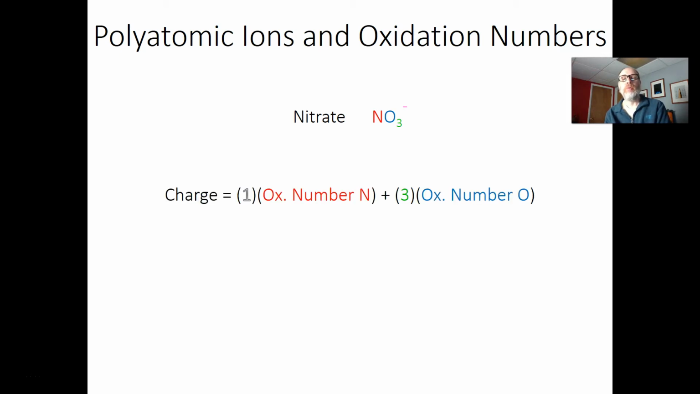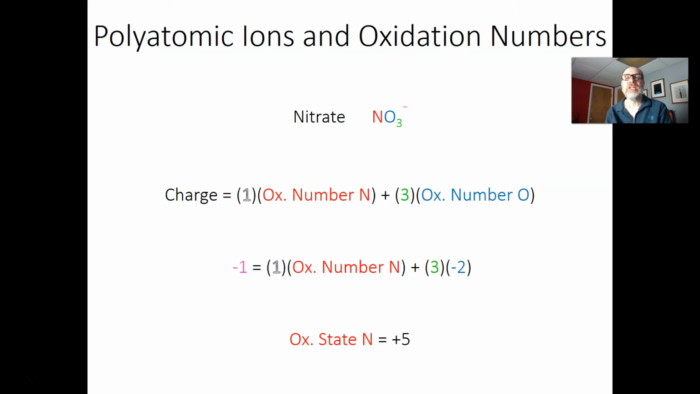So the charge equals 1 times the oxidation number of nitrogen plus 3 times the oxidation number of oxygen. And all that's going to equal the charge. Well, we know the charge of nitrate ion is -1. We know that the oxidation number of oxygen is going to be -2. So we plug in the -2 for oxidation number of oxygen and the -1 for nitrate. Now you can solve that expression because we have one unknown, the oxidation number of nitrogen. You can solve that and determine that in nitrate, the oxidation number of nitrogen is +5, while the oxidation number of each oxygen atom in nitrate is -2.